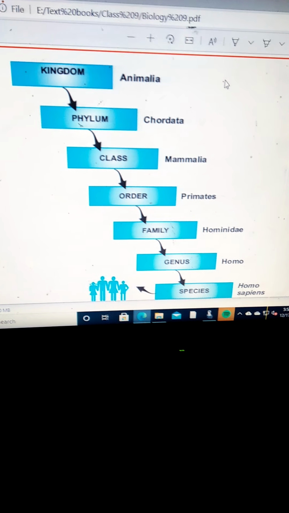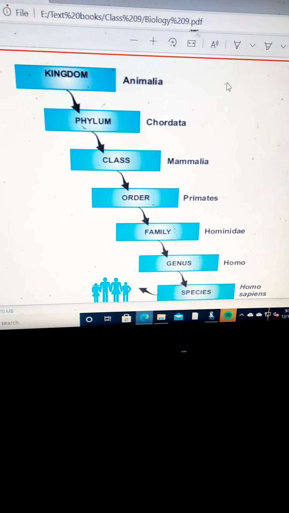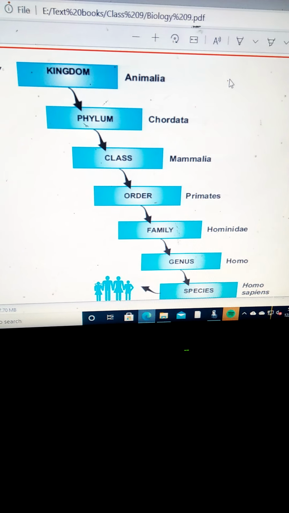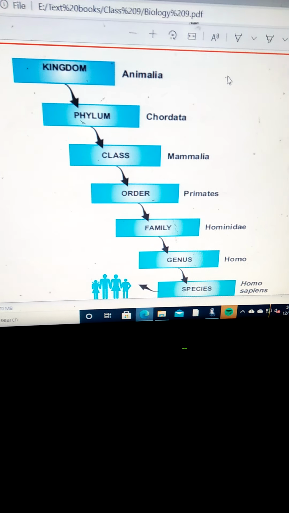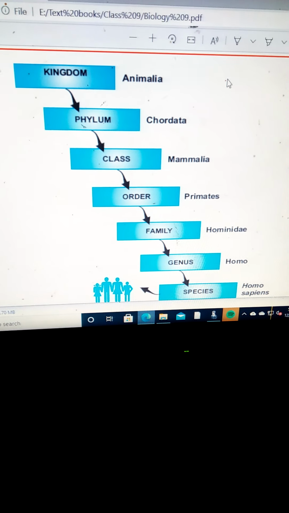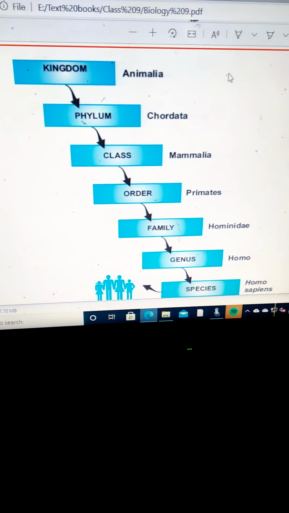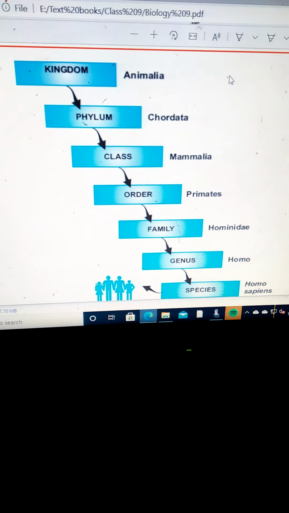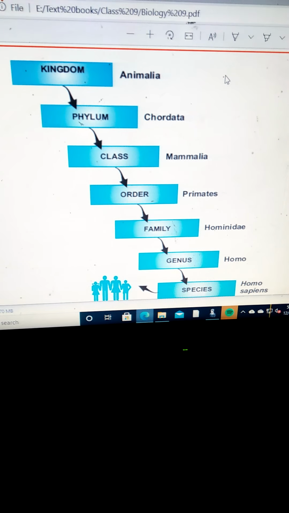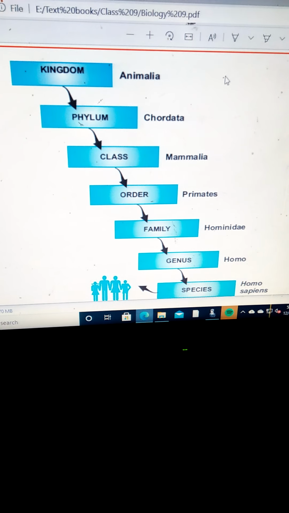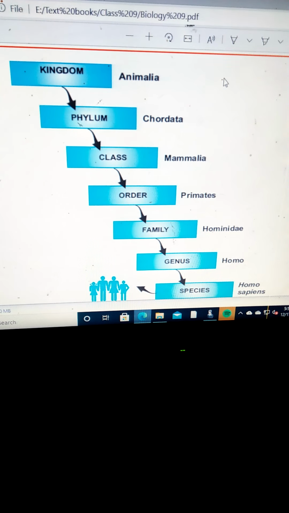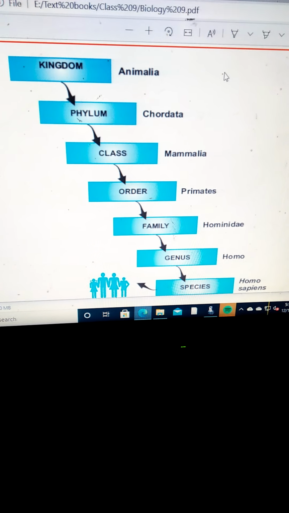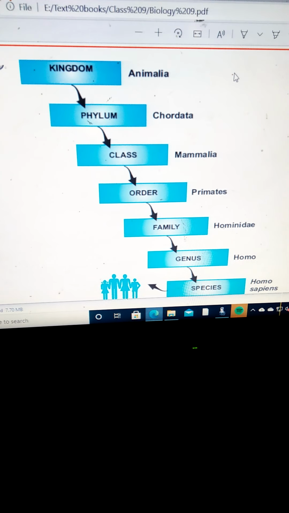For example, we talk about human beings. The kingdom of human beings is Animalia, its phylum is Chordata, its class is Mammalia, its order is Primates, its family is Hominidae, its genus is Homo, its species is sapiens. And that is Homo sapiens. This is the taxonomic hierarchy of human beings.